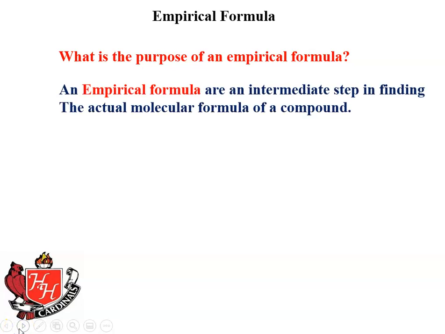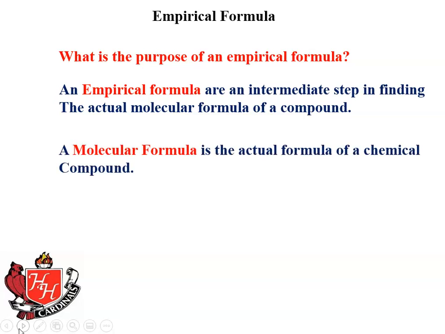Okay, so empirical formulas are an intermediate step to finding the actual molecular formula. That's the formula that we would normally use in a chemical equation. It's how many atoms of each of the elements goes into a particular compound. A molecular formula is the actual formula of the chemical compound. So we often will use laboratory data to figure out an empirical formula and then use the empirical formula to figure out the molecular formula.